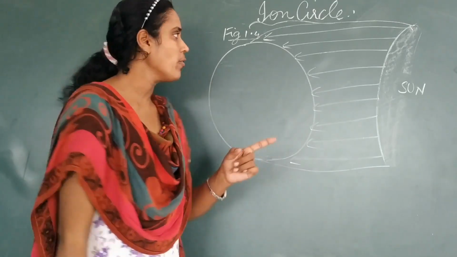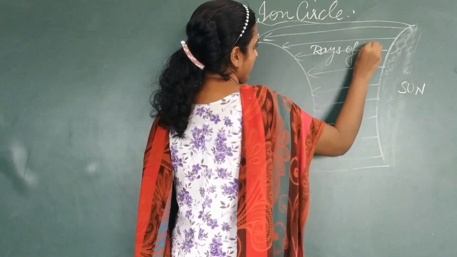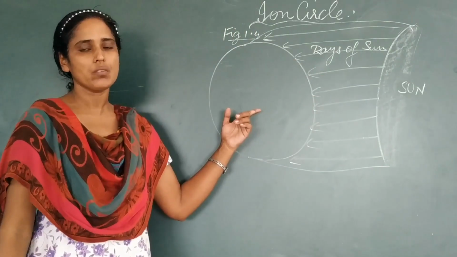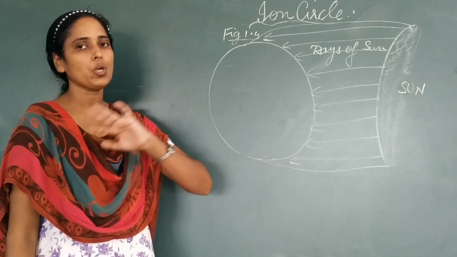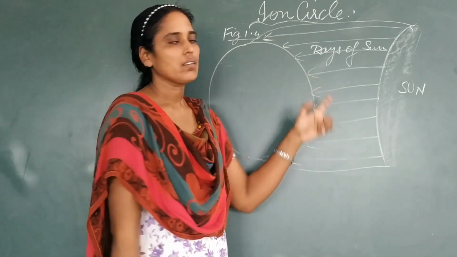So students, how do you draw first? You will write here, these are the rays of the sun. Right over here, rays of sun. Labeling has to be done with pencils, students. Use a pencil for labeling. Don't use color pencils or pens. After this, you will start drawing the equator.